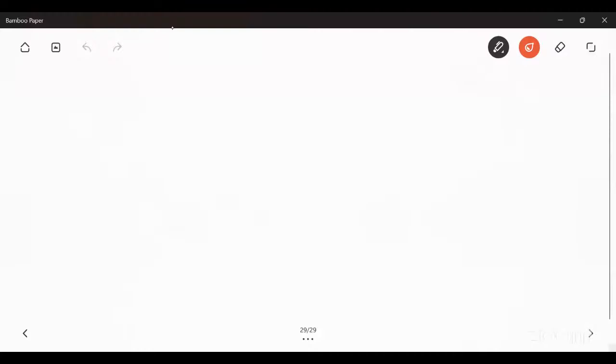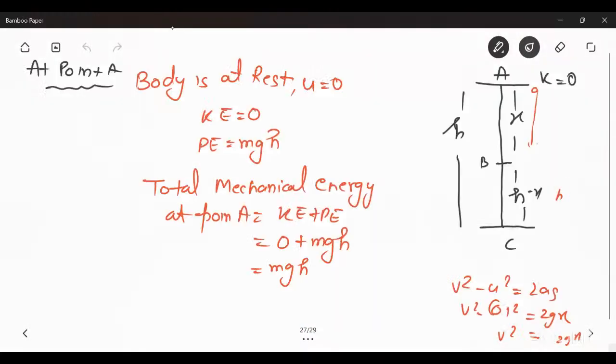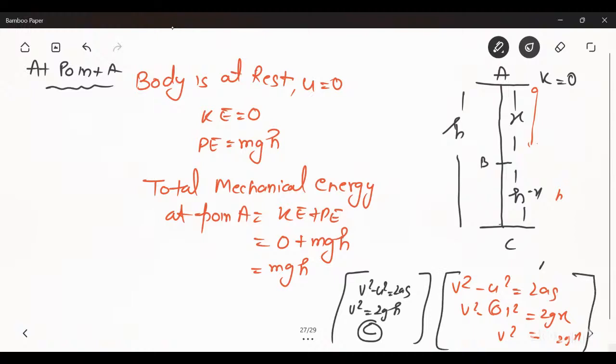Now come to the last point, at point C. That means at the ground. Its height became zero because it has come to that position. So at the surface of the earth, the potential energy is zero, and for kinetic energy, v square minus u square is equal to 2as. u is zero, so v square equal to 2gh. So at point C, v is equal to the square root of 2gh.